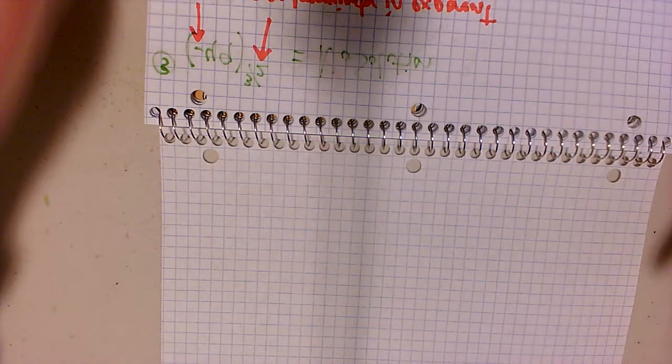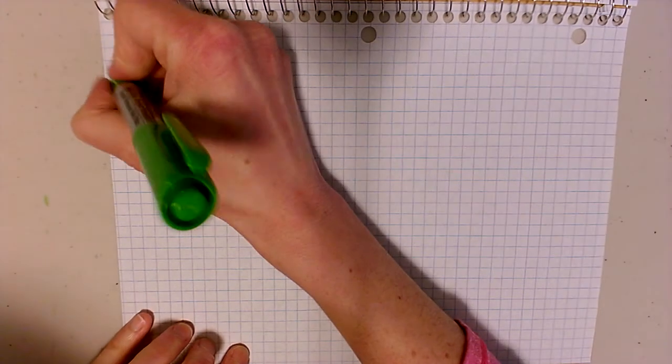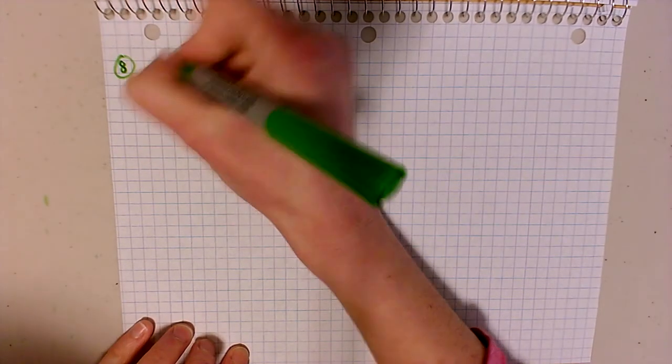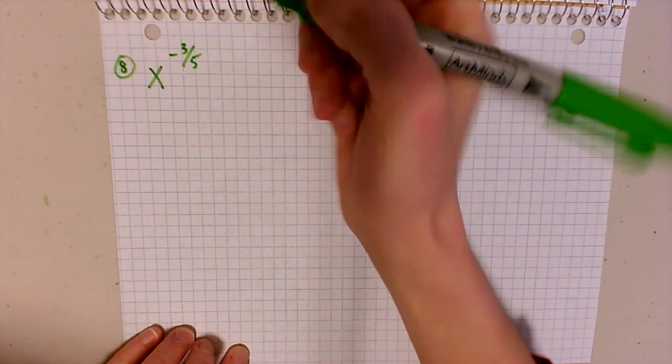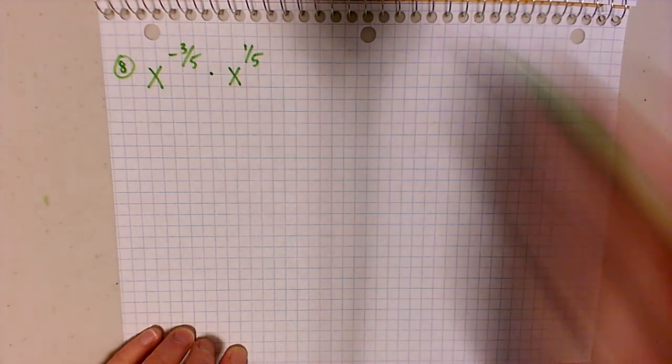So 8 is a whole lot of fun. We've got fractional exponents, and we've got 2 of them. Okay. So for number 8, I have x to the negative 3/5 times x to the 1/5.